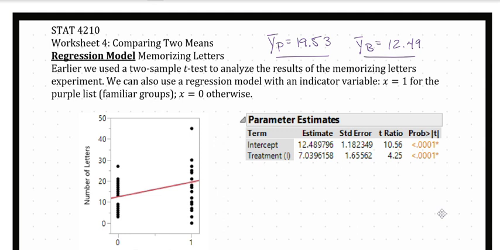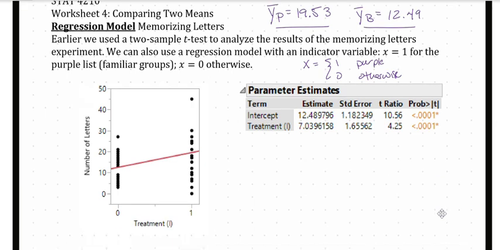We could instead use a regression model using an indicator variable where x equals 1 for the purple list for familiar groups and x equals 0 otherwise. We could also write that as x equals 1 for purple or 0 otherwise. So that would be the definition of our indicator variable. Thus, our population model would be mu equals alpha plus beta x, where x is our indicator variable.